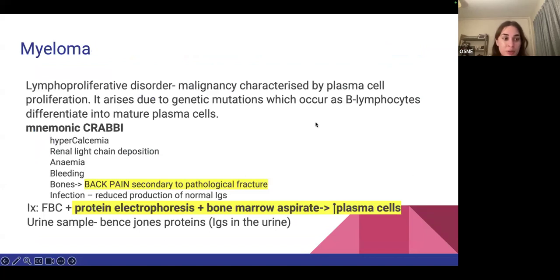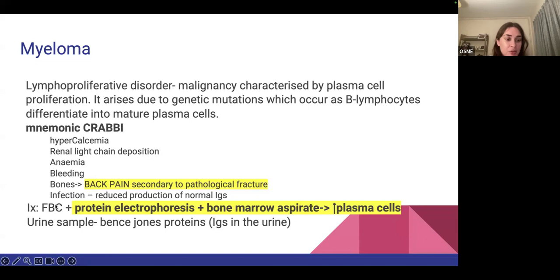Myeloma is the final lymphoproliferative disorder I'm going to cover, and it's a malignancy of plasma cells, so the differentiated B lymphocytes. And the way I remember the symptoms for this is CRABBI. So it's hypercalcemia, renal light chain deposition, so it will cause lots of renal damage, anemia, bleeding, and bones. So there'll be back pain quite often due to a secondary pathological fracture, and infection.